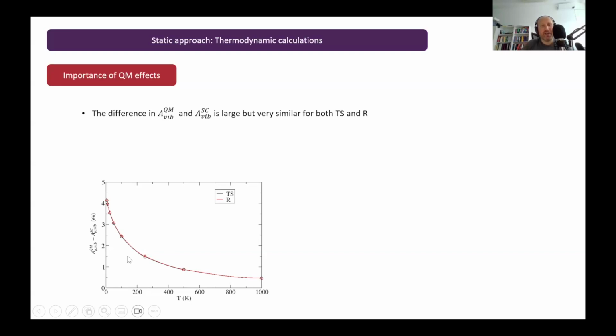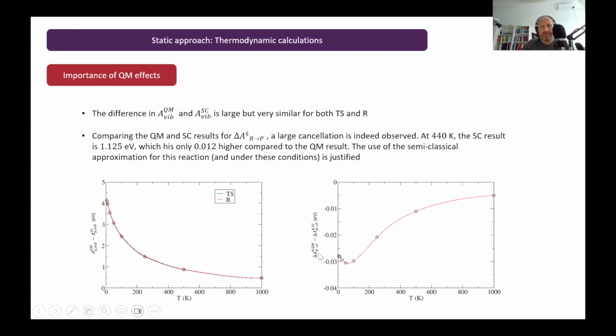So there will certainly be quite a large cancellation when we plug reactant and transition state free energy into the activation free energy formula. Indeed, when we compare activation free energies computed using both variants, we see that this difference is very, very small already at low temperature. At our temperature of interest, 440 K, this difference is only 0.012 meV. So this result means that for this particular reaction and under these particular conditions, the use of the semi-classical approximation is justified, and we can reasonably well compare such results with molecular dynamics results. It also makes sense to use molecular dynamics for this kind of reaction.